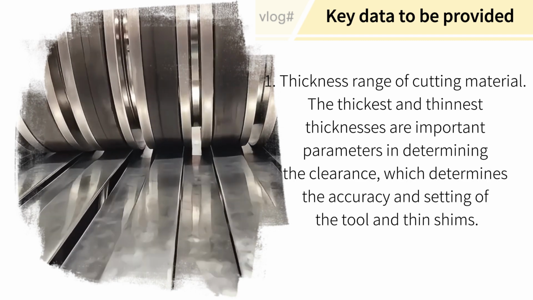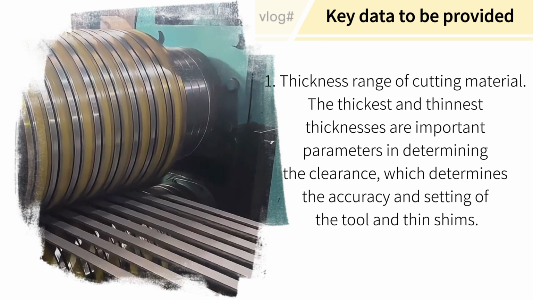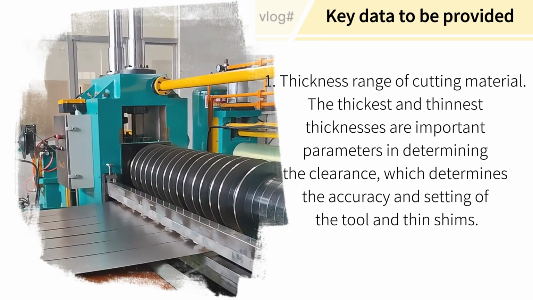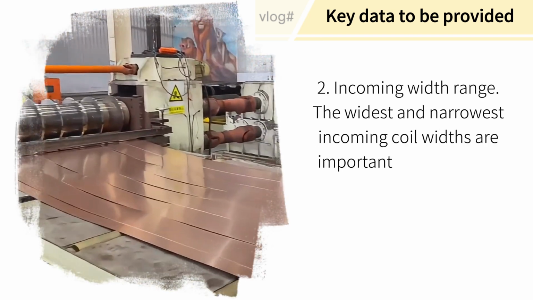1. Thickness range of cutting material. The thickest and thinnest thicknesses are important parameters in determining the clearance, which determines the accuracy and setting of the tool and thin shims.